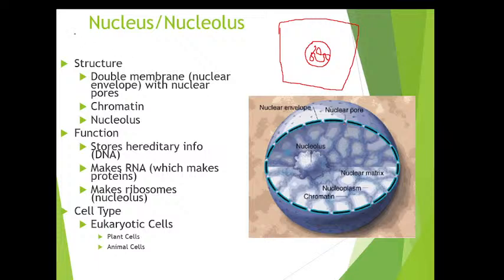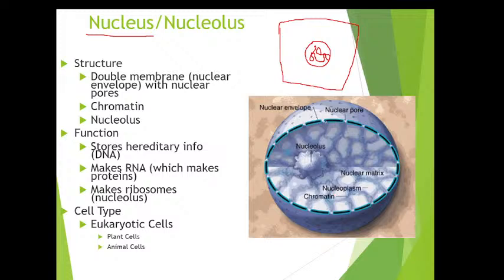I'm talking about the nucleus. It is a double-walled structure, with a double-walled membrane with openings in between, and these openings are called the nuclear pores. The function of the nuclear pores is to transfer RNA and proteins to and from the nucleus to the cytoplasm. Here you can also see the nucleoplasm.